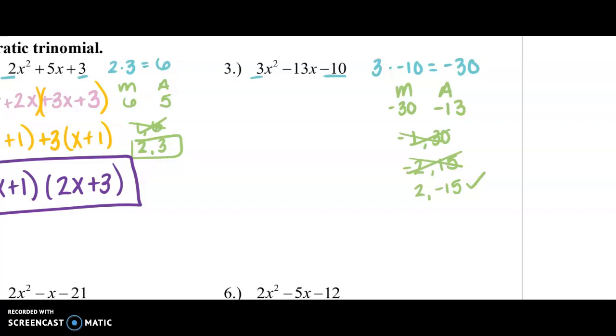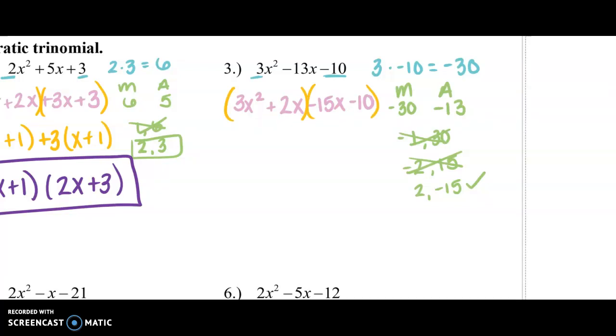So here I'm going to have 3x squared plus 2x minus 15x minus 10. This one you can do either way. Again, you could have done the negative 15x first and the 2x afterwards. It would not make a difference. Then I can go ahead and group.